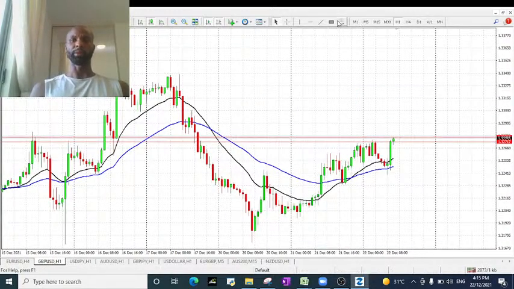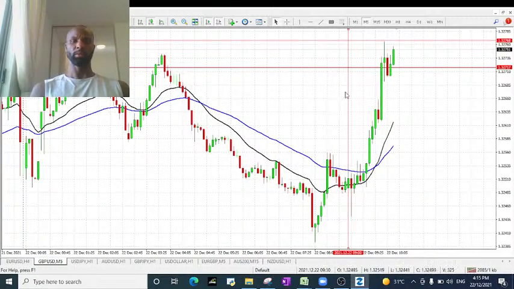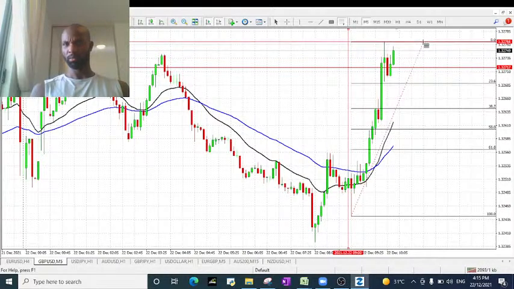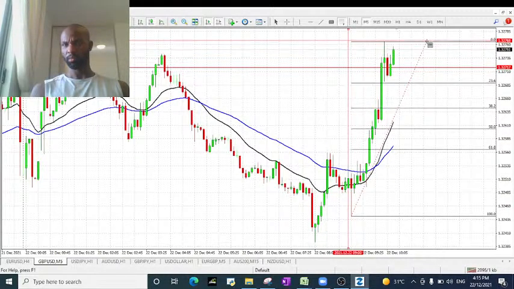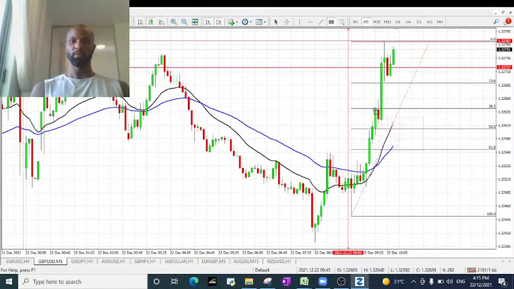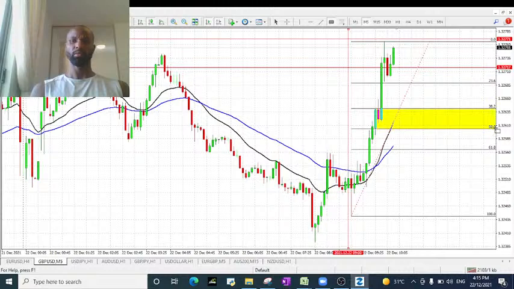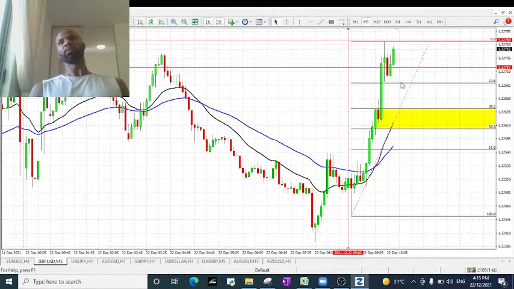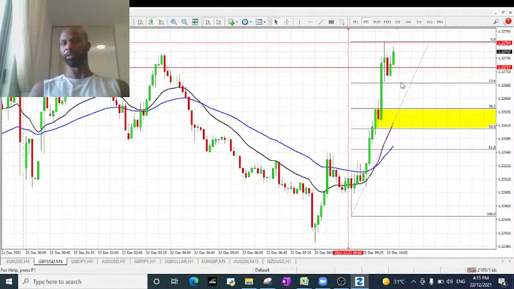Yeah, pound US is not retracing. Holding above this zone. Nah, no retracement. Ideally, this is our Q zone. But if it doesn't retrace, no trade.